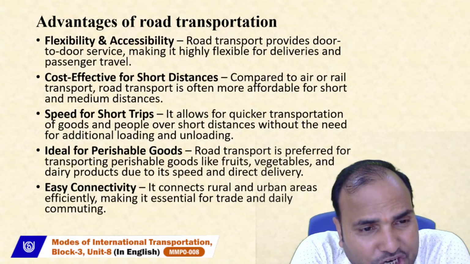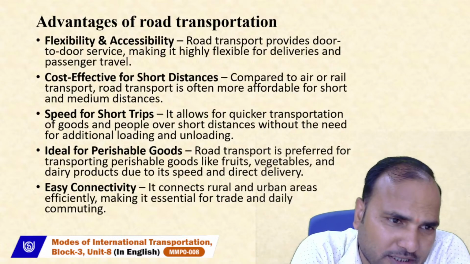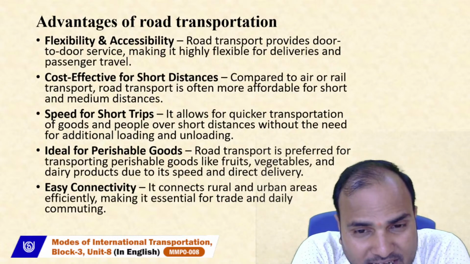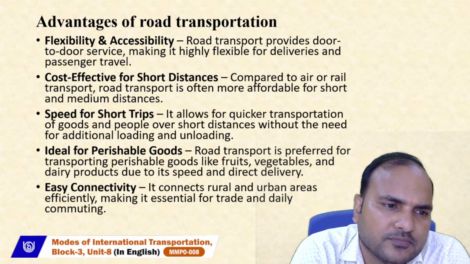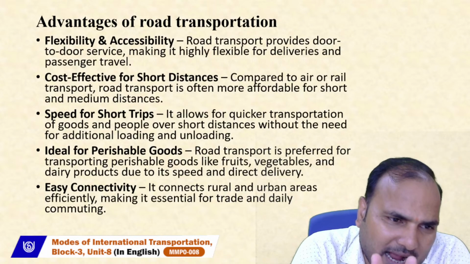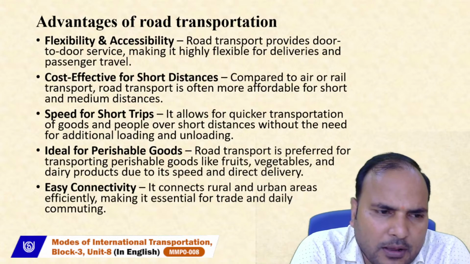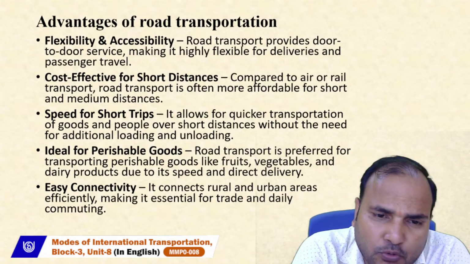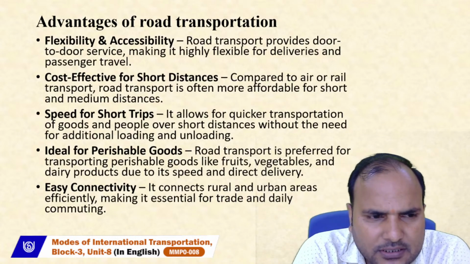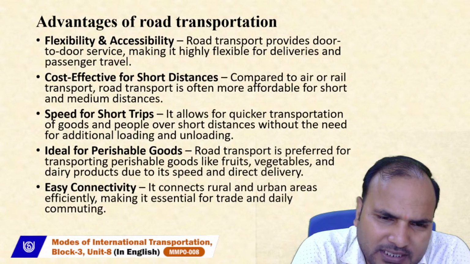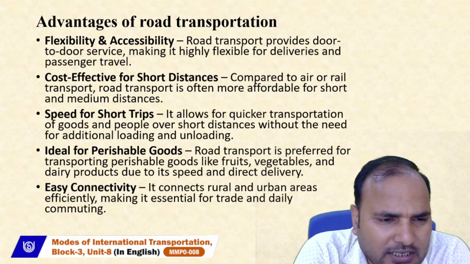Another is speed for short trips. It allows for quicker transportation of goods and people over short distances without the need for additional loading and unloading. Then, ideal for perishable goods. Road transport is preferred for transporting perishable goods. What are the perishables? Like your fruits, vegetables, dairy products. Due to its speed and direct delivery, it is ideal for road transportation.